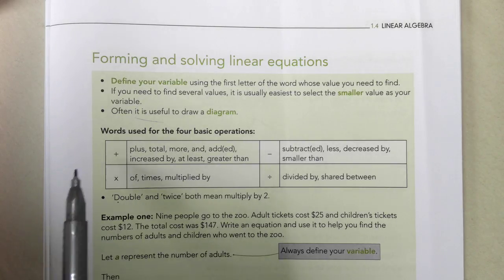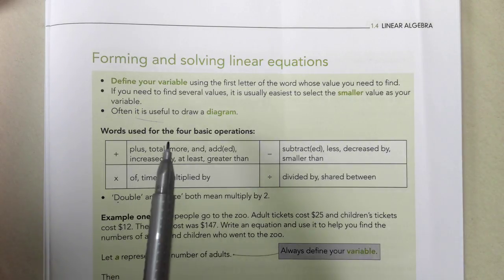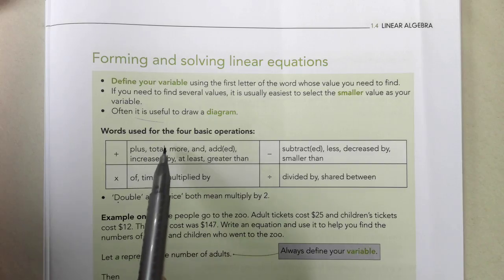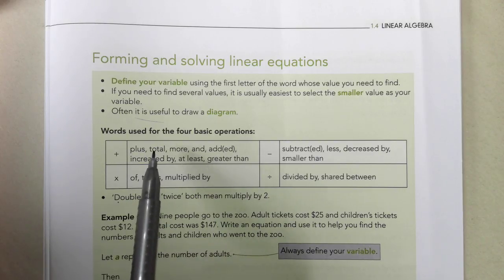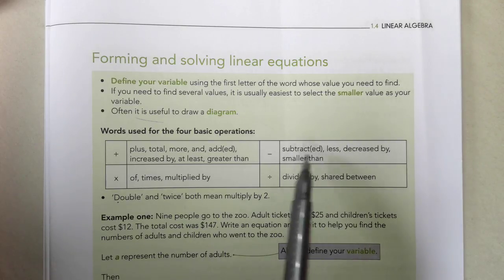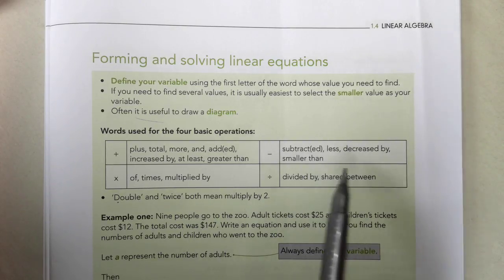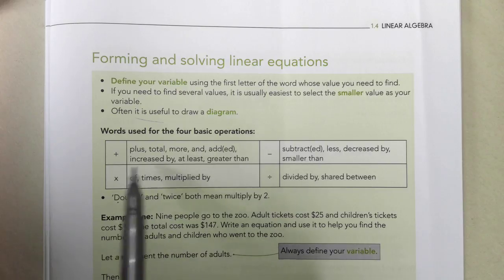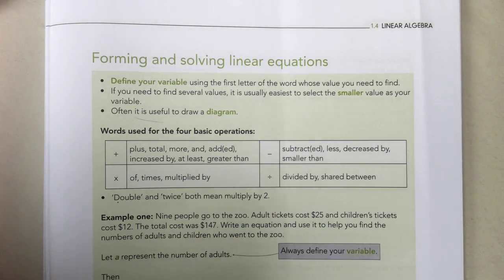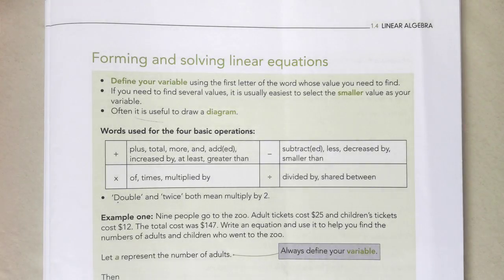What we've got now is a whole bunch of words that we want to look for. When we're looking at word problems, these are some of the words you want to look for because they tell us whether we need to add, subtract, multiply or divide. For example, total, that's a really important one that comes up quite often. Then decreased by or smaller than, shared between, increased by. You need to know what these words are and that they represent add, subtract, multiply or divide.